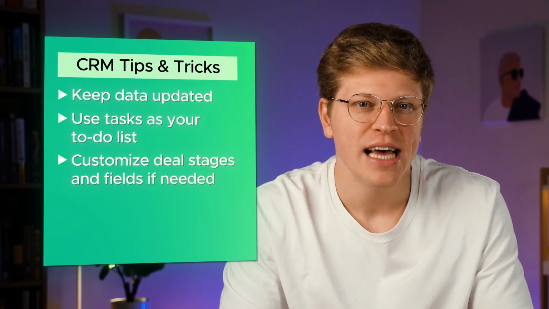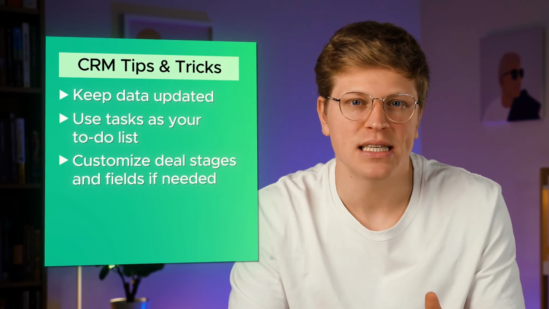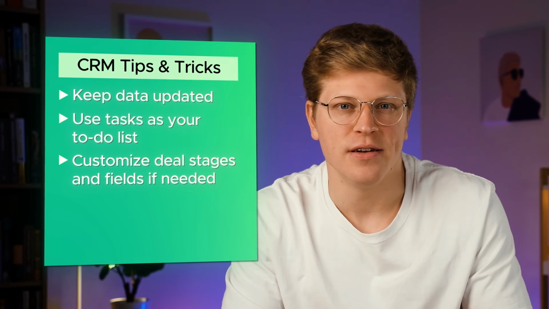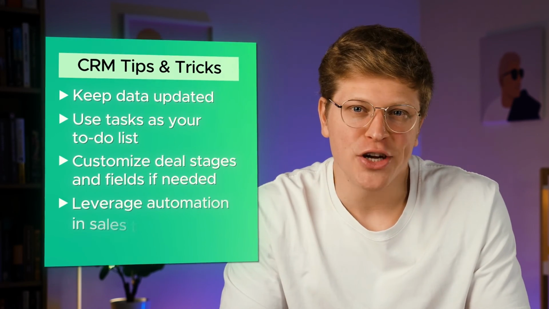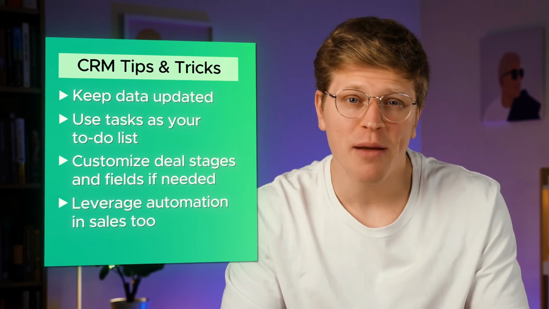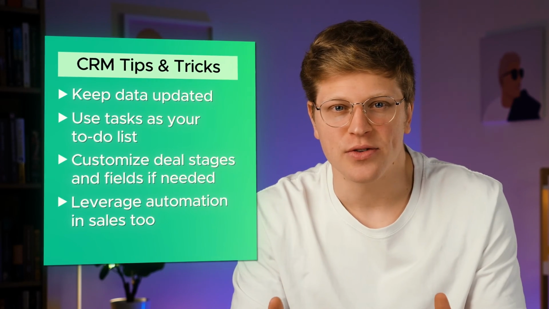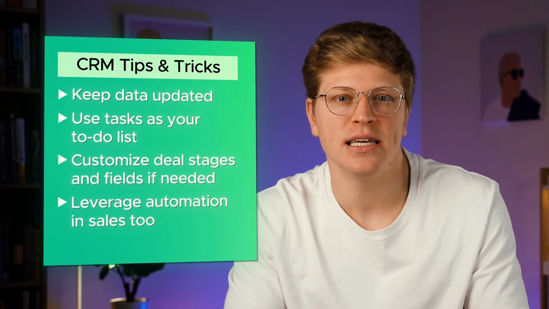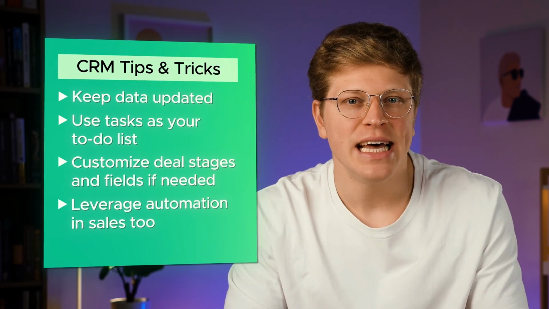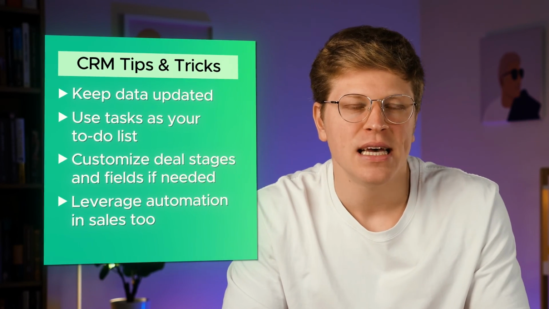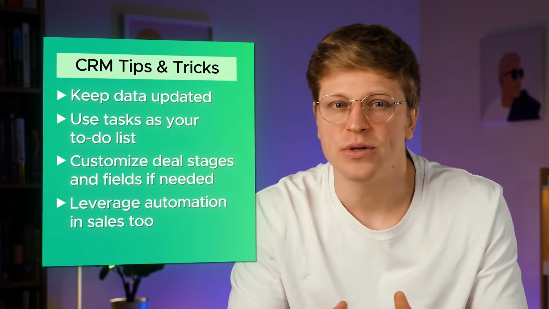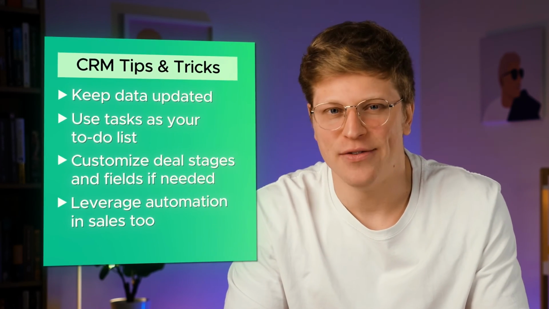Customize deal stages and fields if needed. Every business's sales process is slightly different. Tailor the pipeline so it makes sense to you. Leverage automation in sales too. Brevo's automation can interact with deals, e.g. automatically create a deal when a form is submitted. Setting up more complex automations that interact with third-party apps can take hours, but it will save you far more than that in the future.